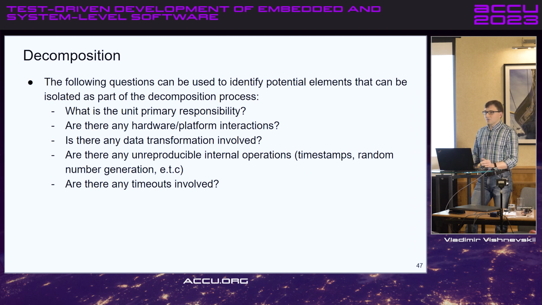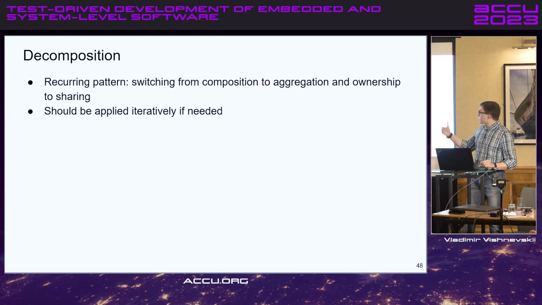Are there any timeouts involved? It's clear, because if the code has any explicit timeouts, then we will have issues executing those tests with the units. They can be long timeouts, execution can be very long. And this is a recurring pattern. So we are switching from composition to aggregation, basically from ownership to sharing, and we can iteratively apply this if needed, doing further decomposition. So kind of from complex to simpler.